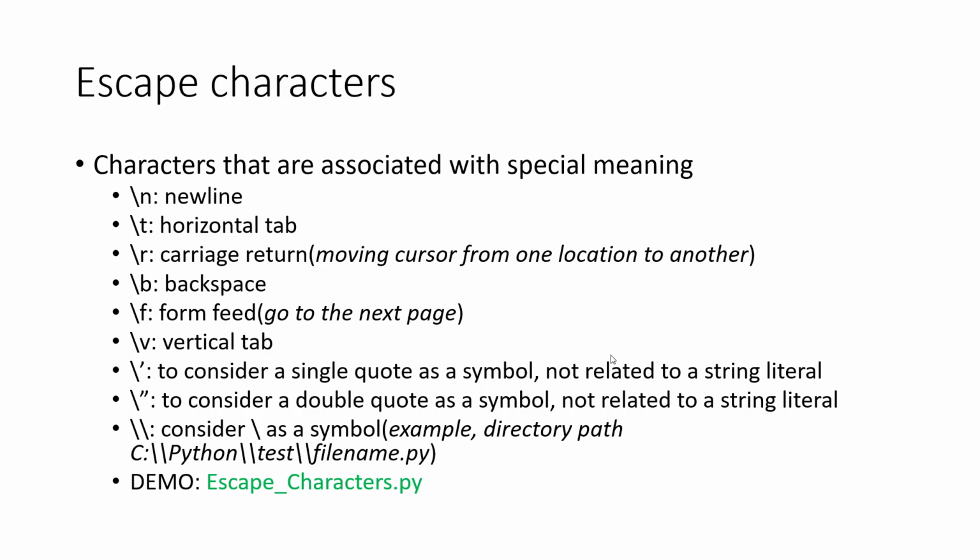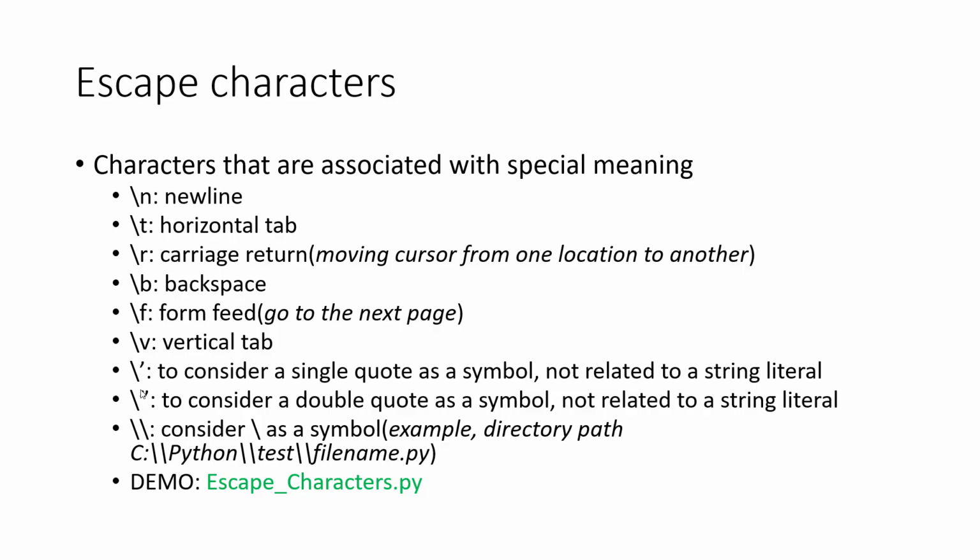In this video, we will talk about escape characters, that is, characters that are associated with some special meaning. \n means new line, \t horizontal tab, \r carriage return, moving the cursor from one location to another, \b means backspace, \f form feed, that is to go to the next page, and \v is vertical tab.